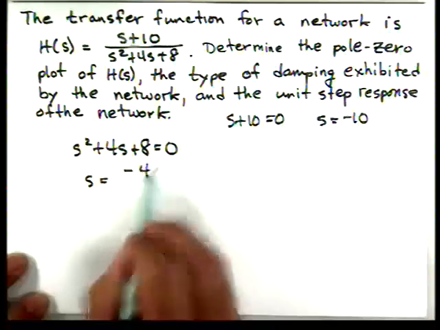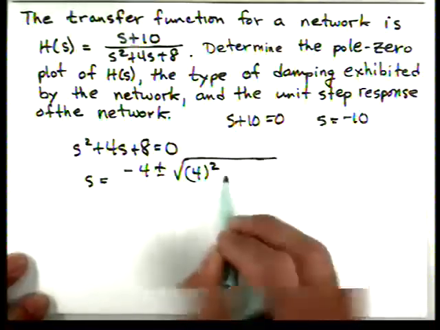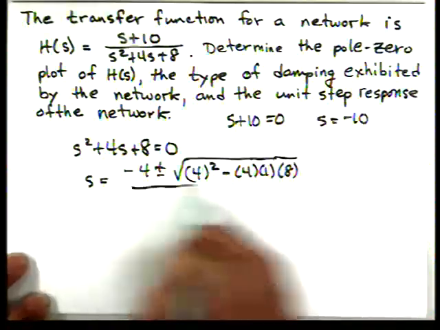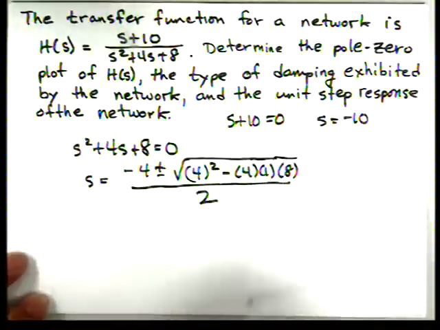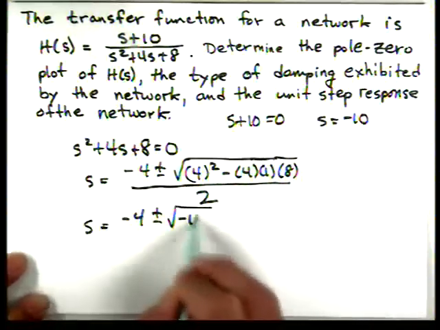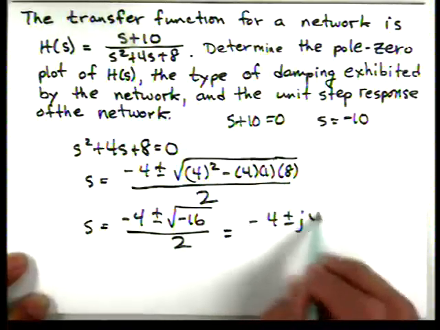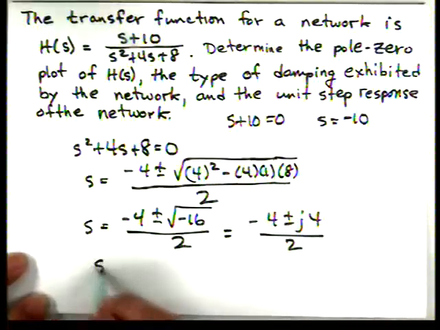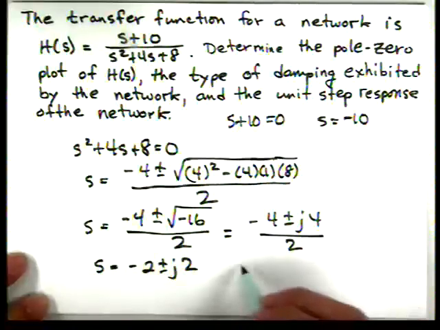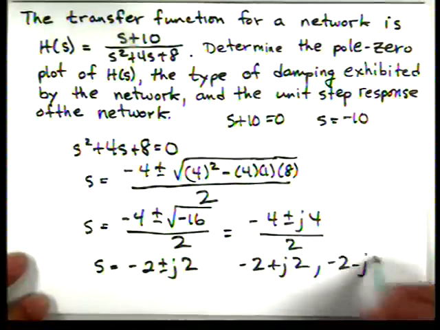So we have -4 plus or minus the square root of 4² - 4ac, so 4 times 1 times 8, over 2. So we have -4 plus or minus the square root of -16 over 2, which is -4 plus or minus j4 over 2. So the roots are -2 plus or minus j2. We have one root at -2 + j2 and the other root at -2 - j2.